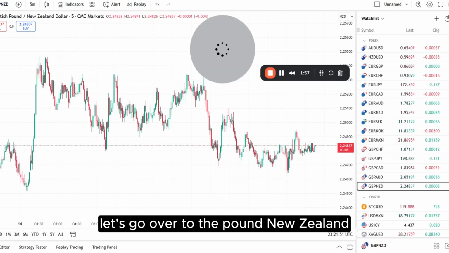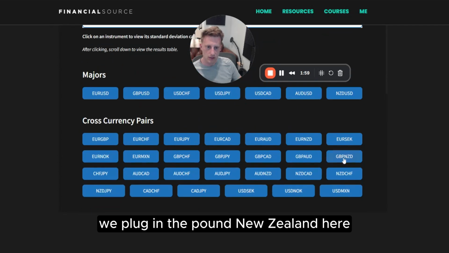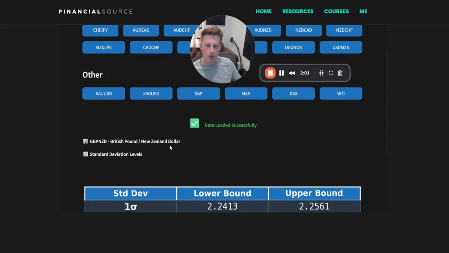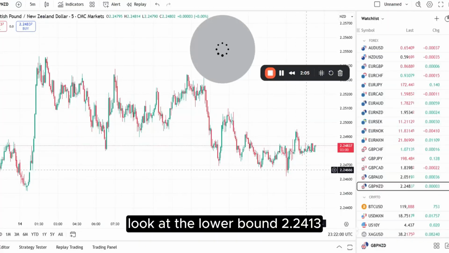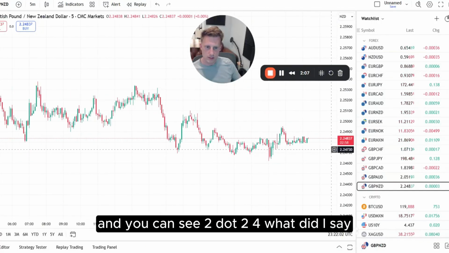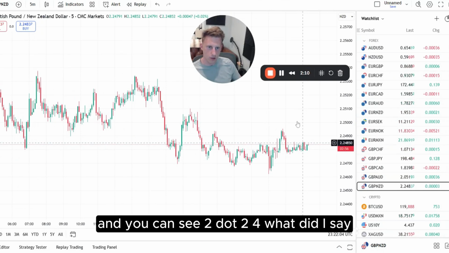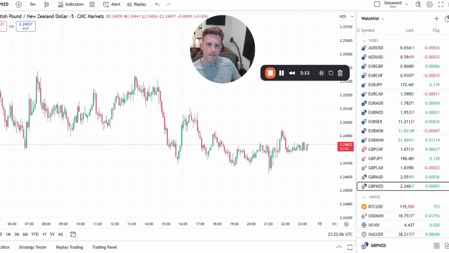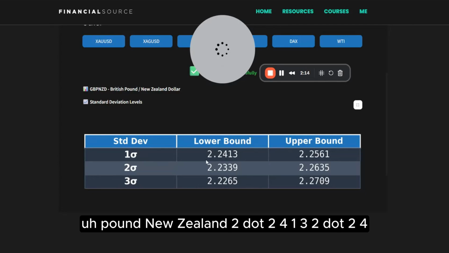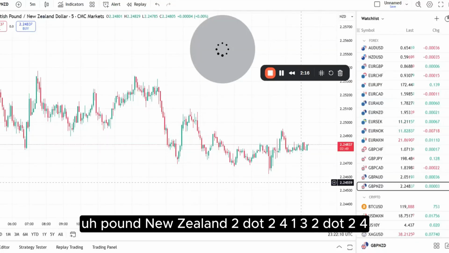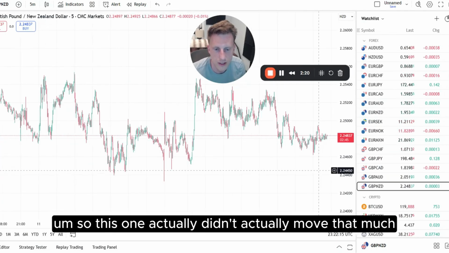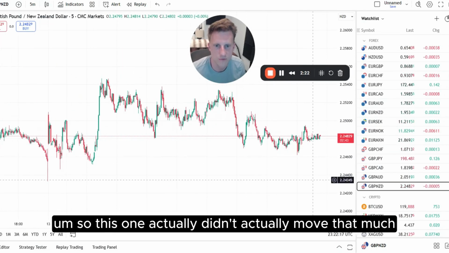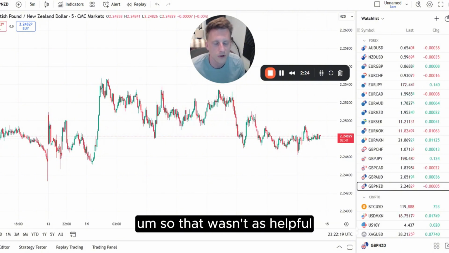Let's go over to the pound New Zealand. We plug in the pound New Zealand here. Look at the lower bound, 2.2413. And you can see 2.24, what did I say? Pound New Zealand, 2.2413, 2.24. So we're nowhere close to it. So this one didn't move that much. So that wasn't as helpful.